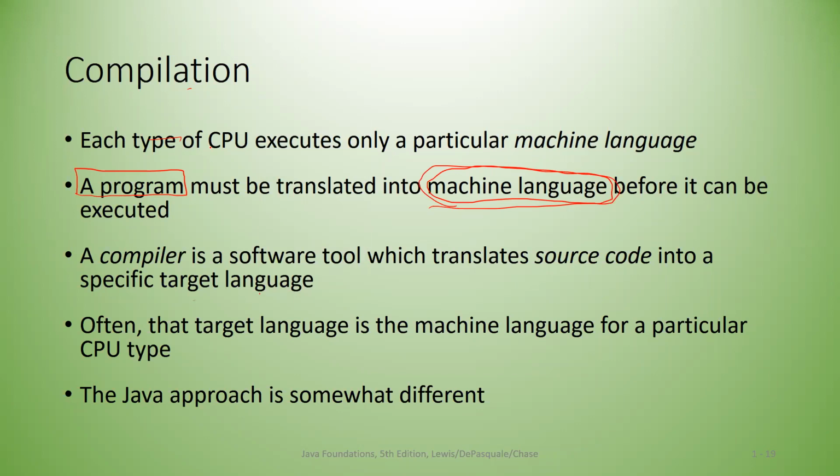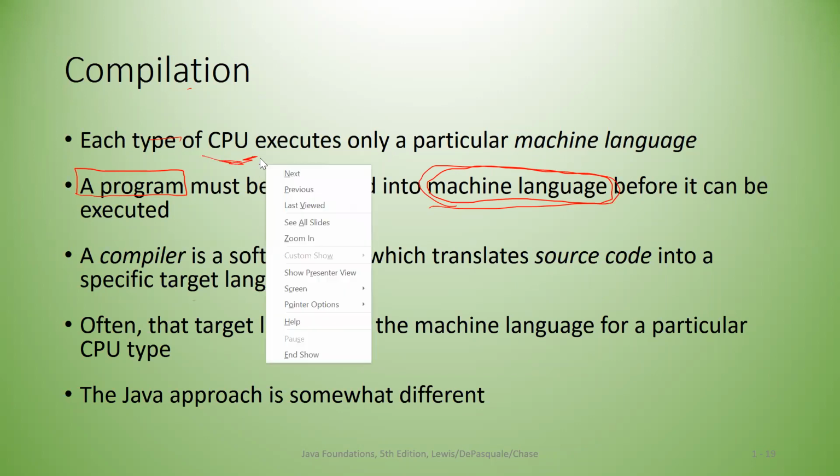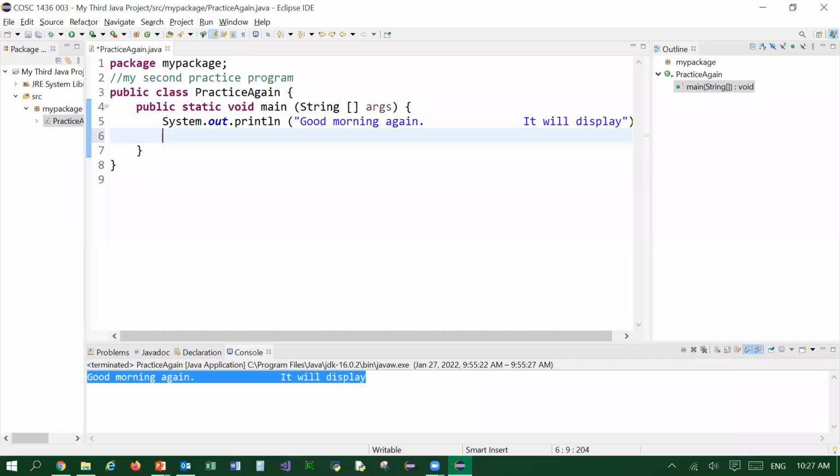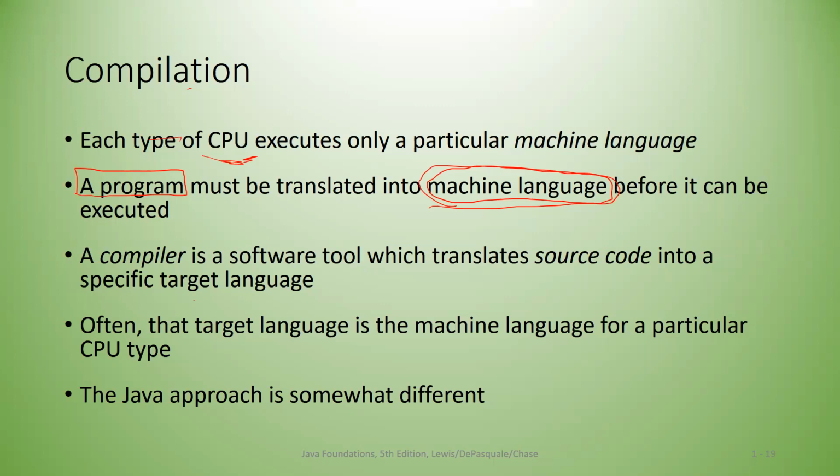Okay, and a compiler is a tool which translates source code into a specific target language. So remember, each CPU is different. Each CPU, central processing unit, has a different machine language. So a compiler is a tool. A compiler is a program. It translates the source code, which is this, right, into a specific target language.